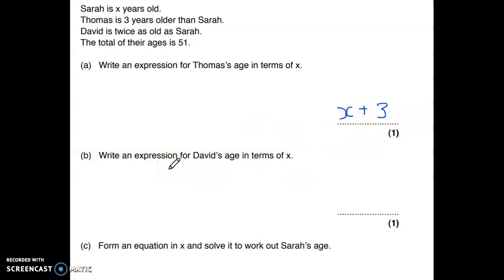Then it goes on to say, write an expression for David's age in terms of X. It says here that David is twice as old as Sarah. So 2 times X, 2 times Sarah's age. So again, if Sarah was 12, then David would be 2 times 12, 24, which we will write as 2X.